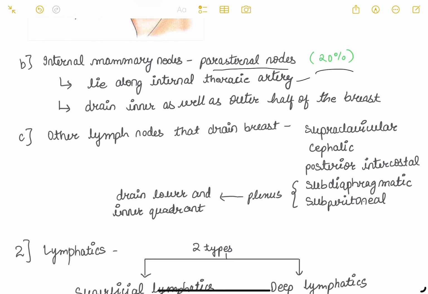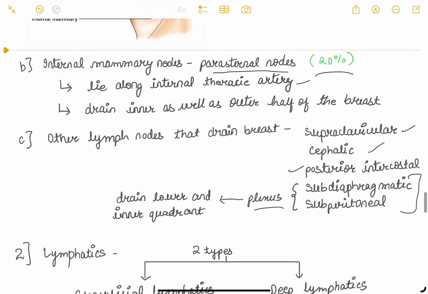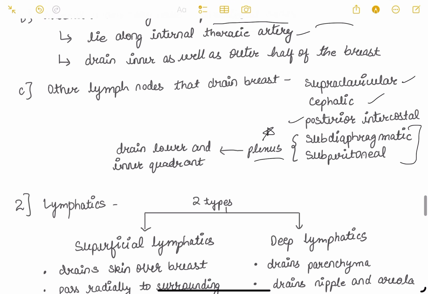Now there are some other lymph nodes as well: supraclavicular, celiac, posterior intercostal, and these two, which are subdiaphragmatic and subperitoneal, they are plexuses. So they are going to drain the lower and inner quadrant. And what is their importance? Carcinoma of the breast is going to spread into the abdomen through these lymph plexuses.